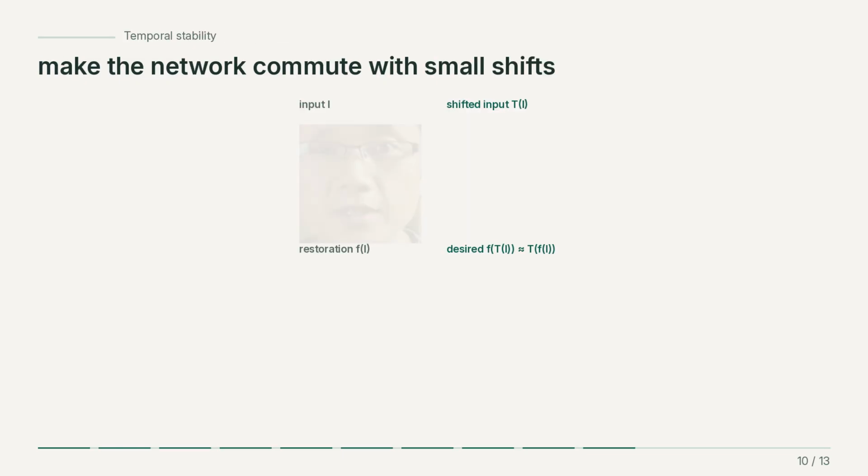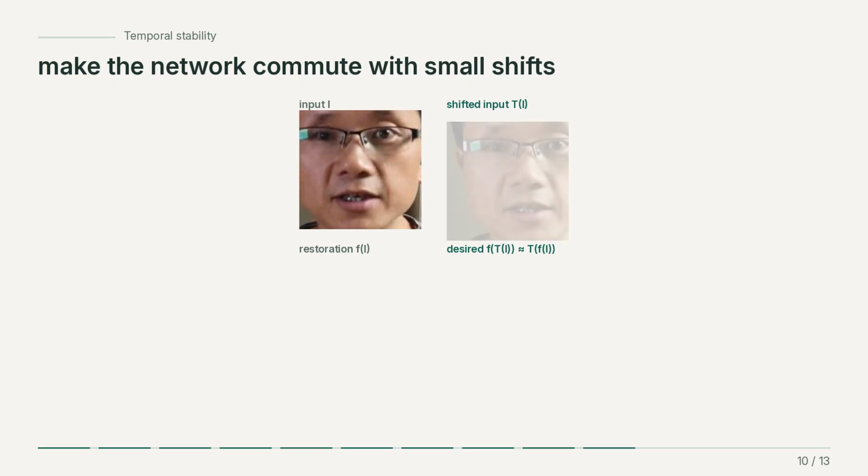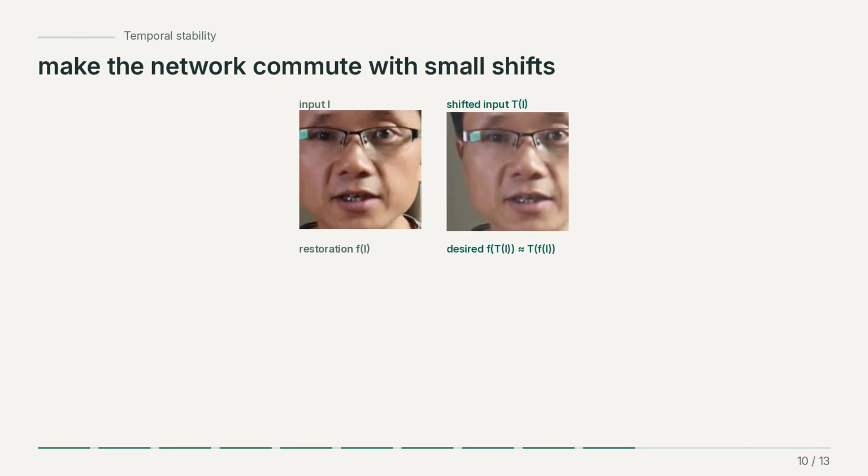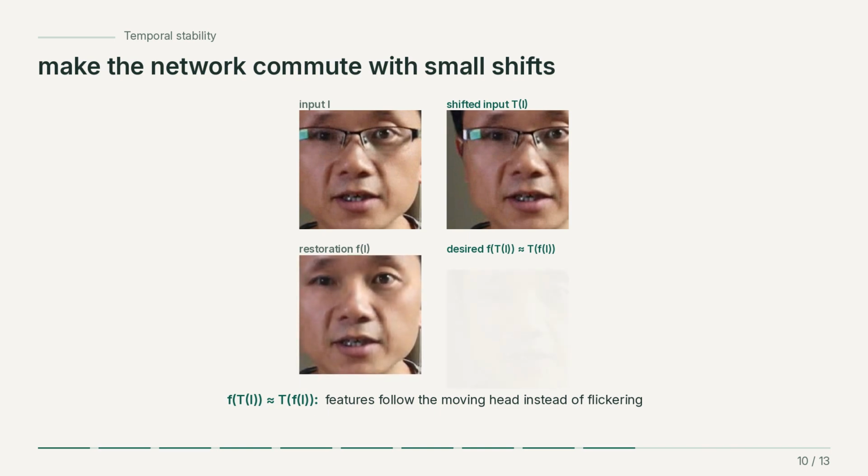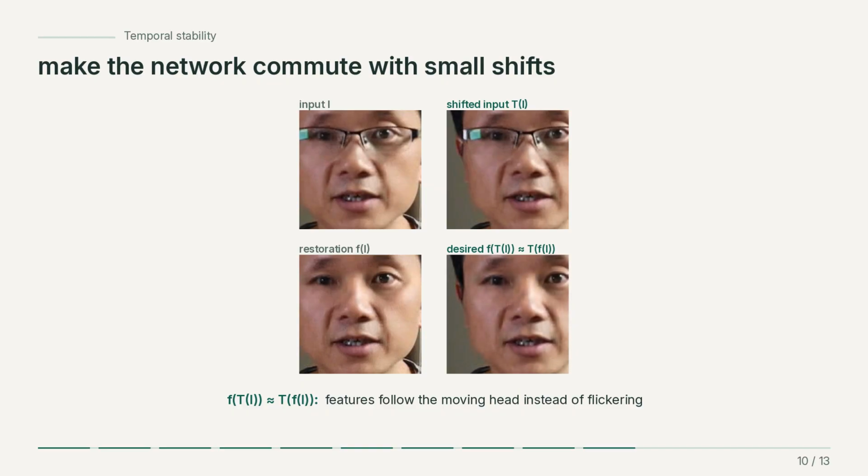Temporal stability is encouraged without optical flow or multi-frame propagation. During training, the model is constrained by translation-equivariance. A small translation of the input should produce the same translation in the output. This encourages restored facial features to remain attached to the moving head and reduces frame-to-frame flicker.